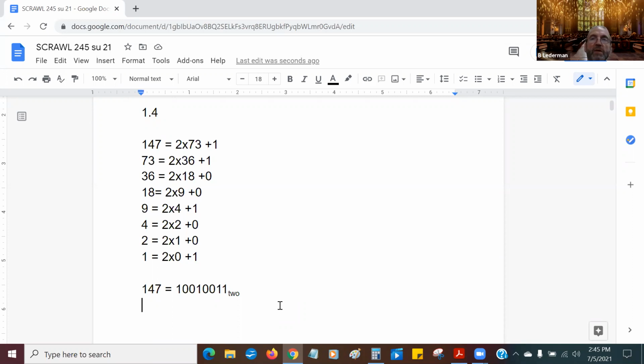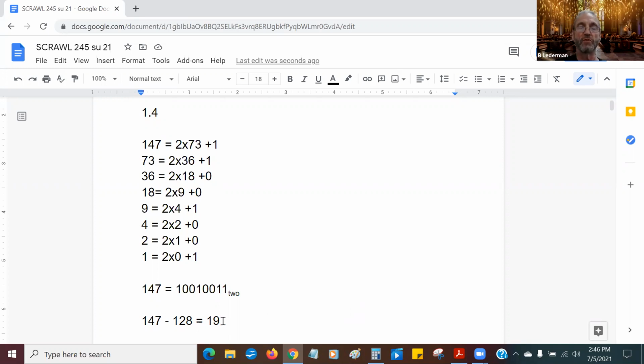Very awesome algorithm, and the text goes through it. Now the question is, why does this work? That's an interesting question. I always learned a different algorithm, or not even an algorithm, just sort of common sense. You take the highest power of 2 that's less than 147 and subtract it.